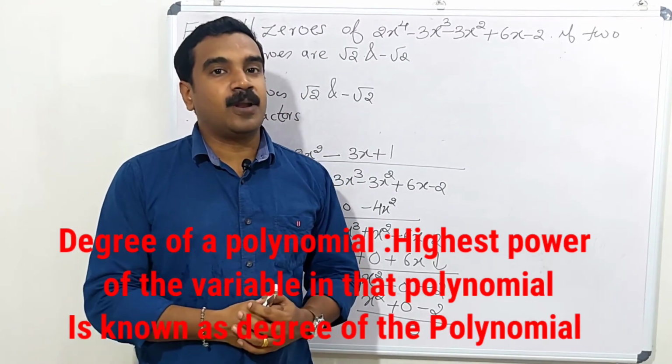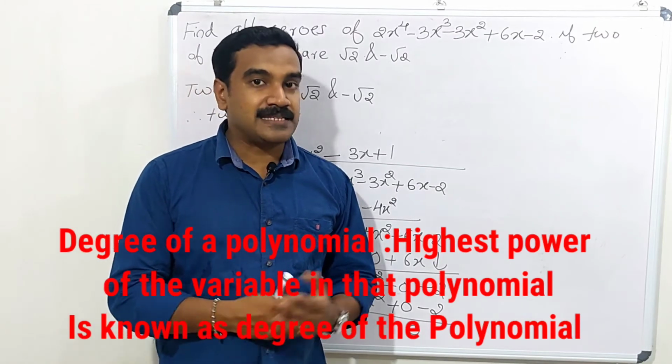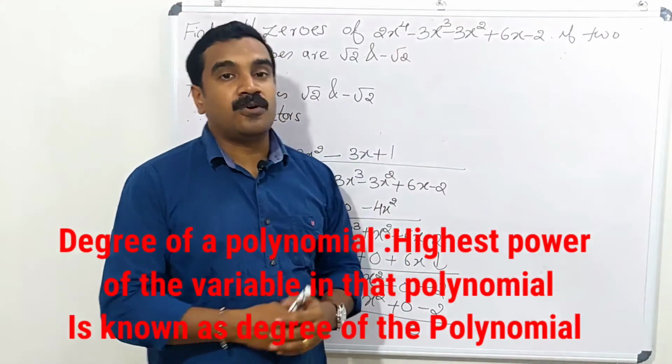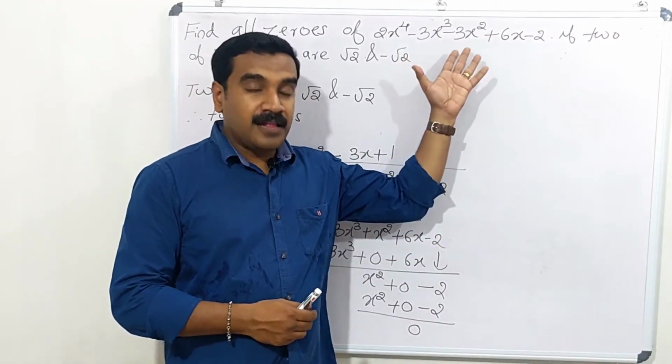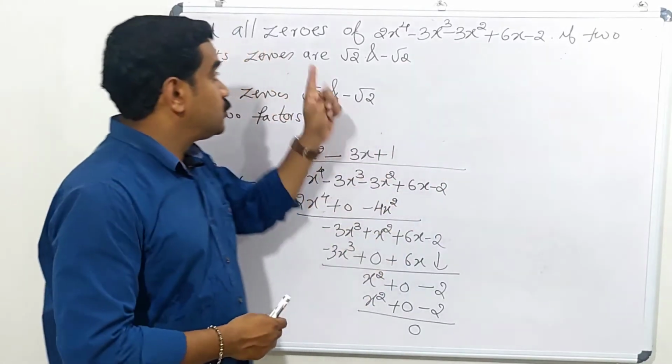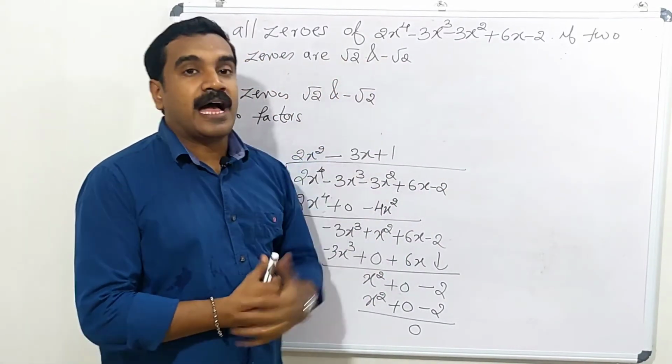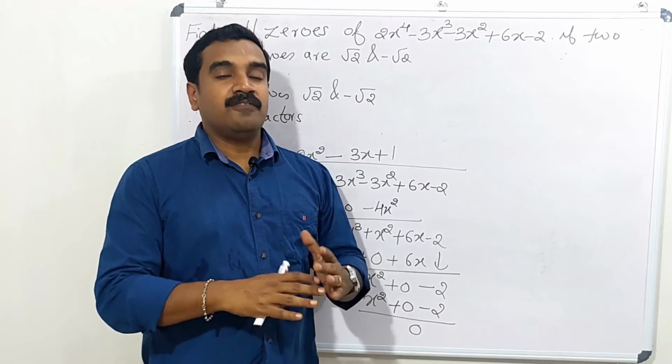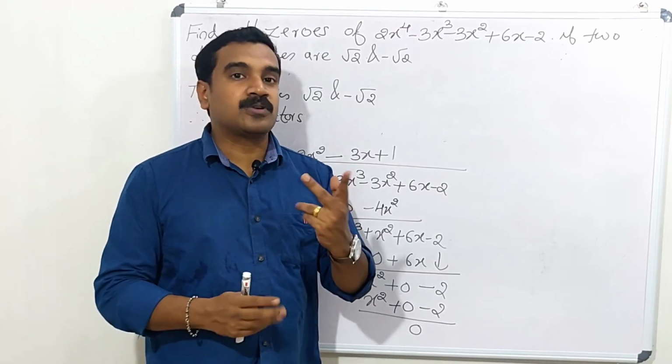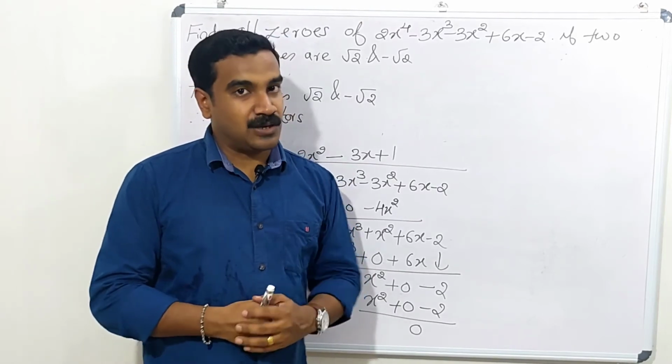If it is a third degree polynomial, the maximum number of zeros is 3. So here 2x raised to 4, so the degree of this polynomial is 4. That's why you will get 4 zeros. Two zeros are given, root 2 and negative root 2. We want to find the other zeros. Two more zeros are remaining. We want to find those zeros also.